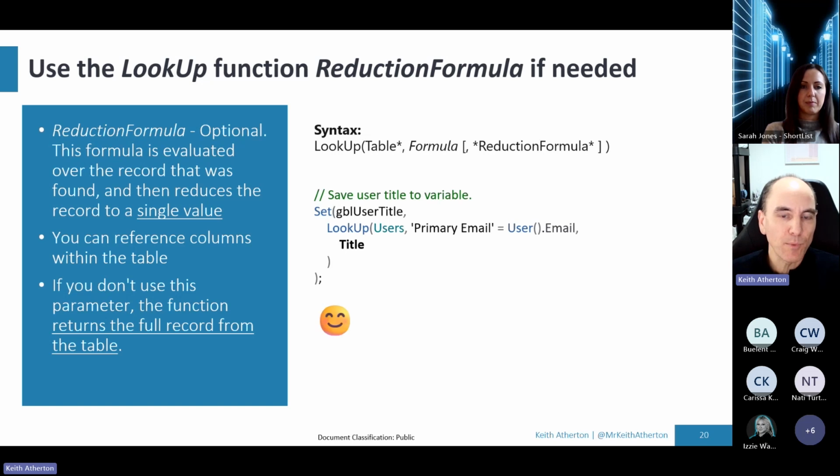So if we look at an example here, which is just a tweak to what we had previously, instead of bringing back the full record and then getting the title, we're doing it in one fell swoop just by using lookup and setting that reduction formula to title. So again, much more performant typically using it that way.